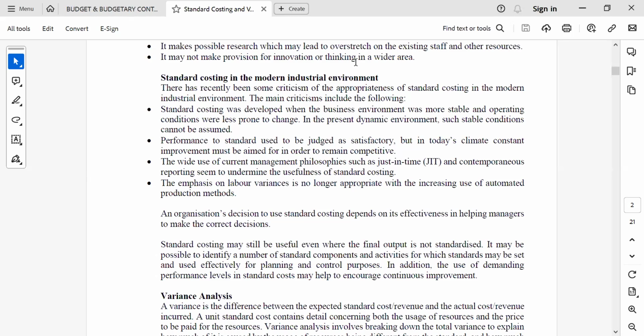So for some modern management accounting approaches or techniques, standard costing will not be applicable. One of them is what? Just in time. And standard sometimes can be set for a whole year without any revision.